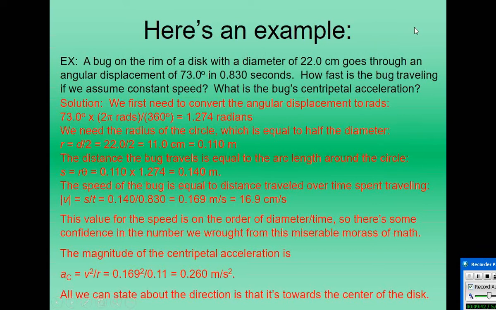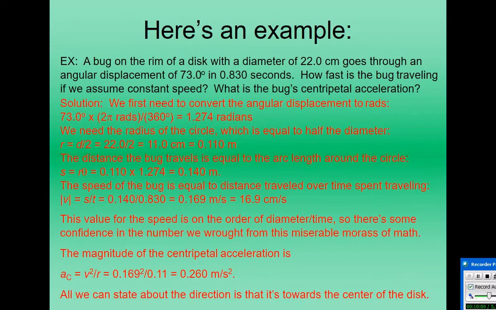Let's take a look at an example. We are going to determine both the speed and the centripetal acceleration of a bug on a spinning disk. The disk has a diameter of 22 centimeters, and the bug is right on the rim of the disk. The bug and the disk travel through an angular displacement of 73.0 degrees in just 0.830 seconds. We want to find the speed. We want to find the centripetal acceleration.